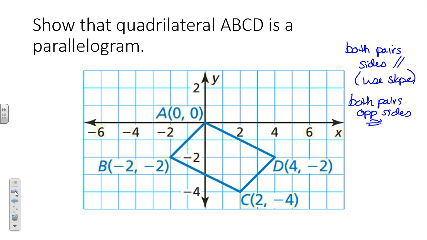A third way would be to show that one pair of sides is both parallel and congruent, right? But do you want the shortcut? This is going to take 4 calculations. If you're showing a pair of sides is both parallel and congruent, that's 4 calculations. But I can cut it down to half.